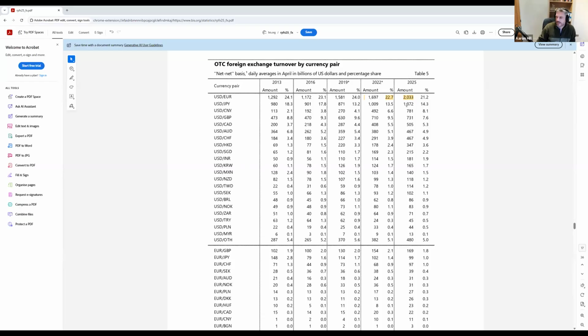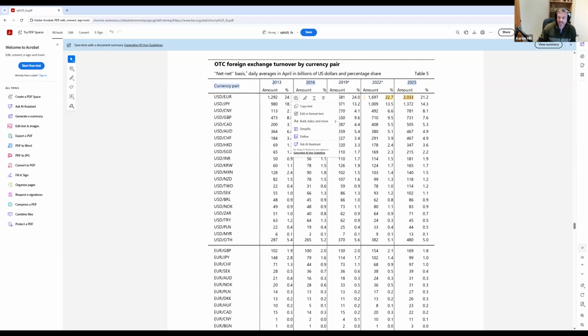For some context here, guys, this is up from 1.7 trillion 3 years ago, because this is a triennial release. So this is up from 1.7 trillion in 2022. Those are some numbers. This pair, the euro dollar, has maintained its position as number one for as long as I can remember. As you can see here, it's remained at the top.